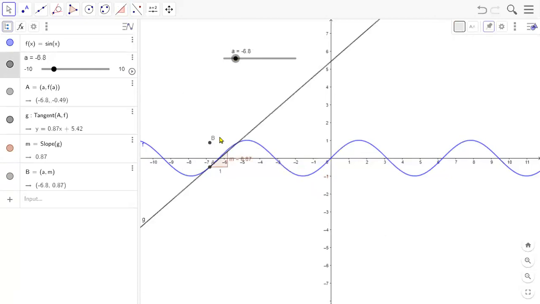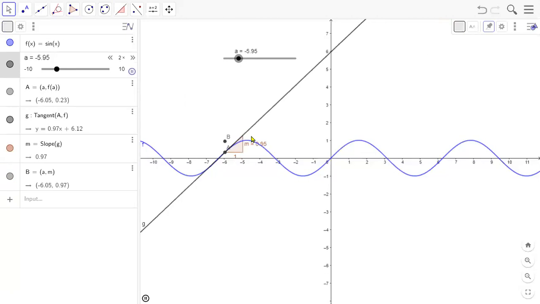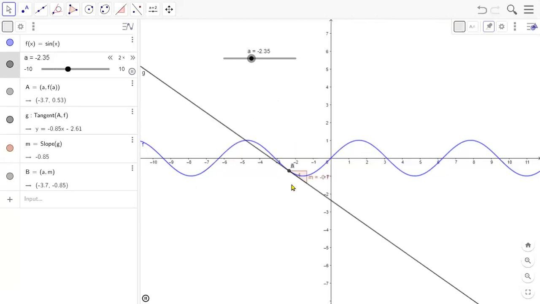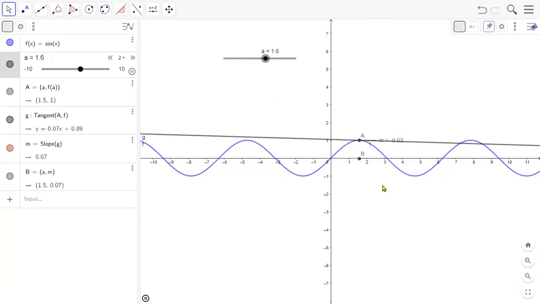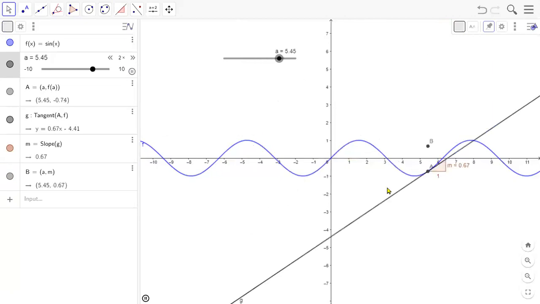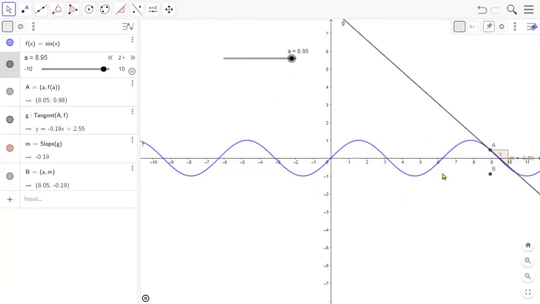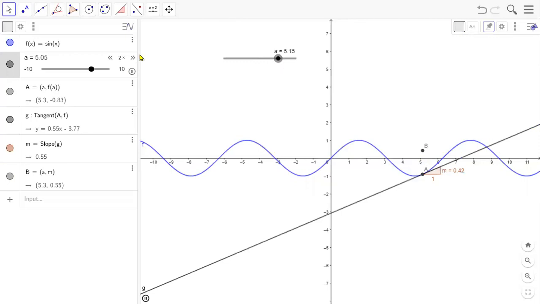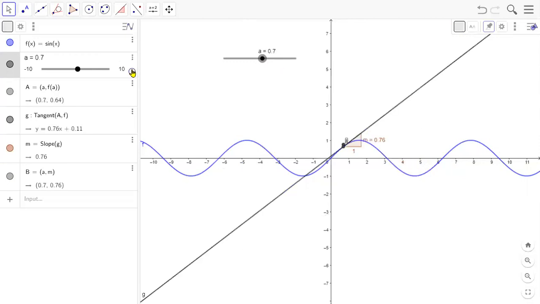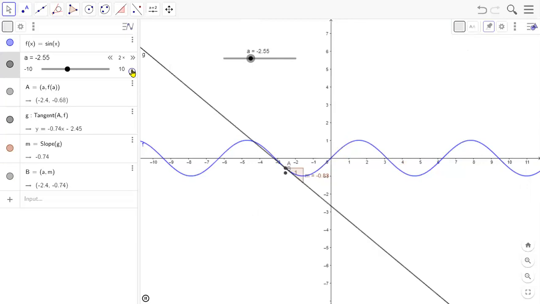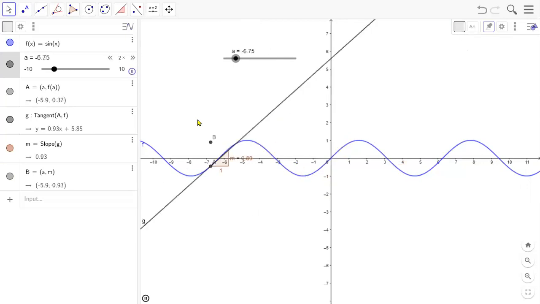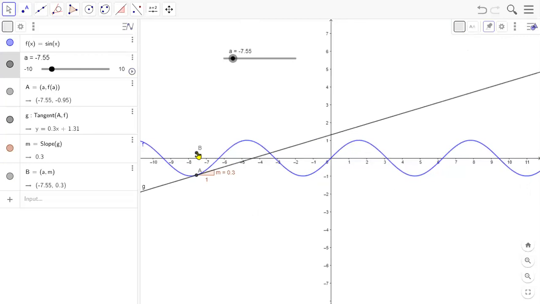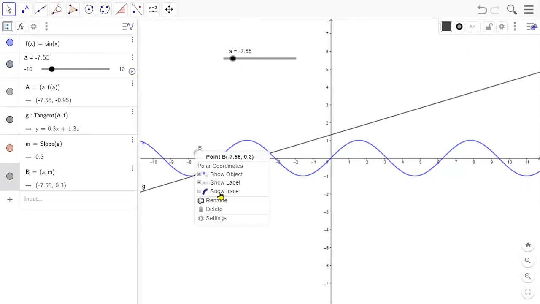Here we can see that this point b represents the locus. We can move this tangent. This moving point b represents the locus of the slope of the tangent line. Let me trace this point b, then we can easily see the locus.